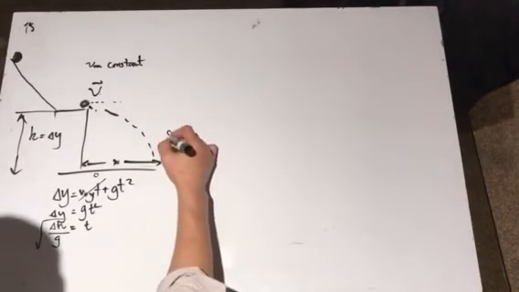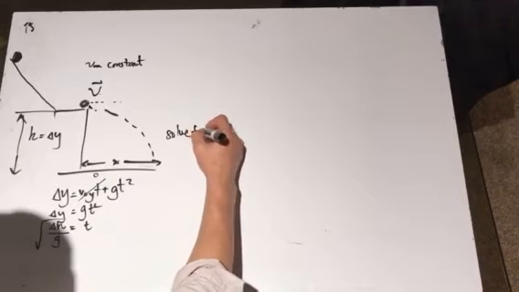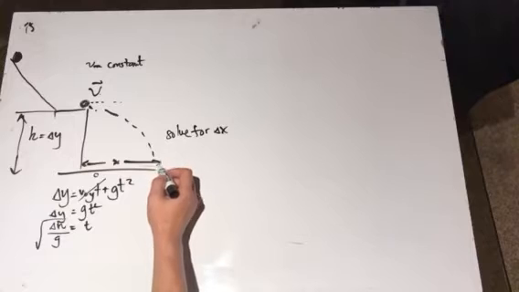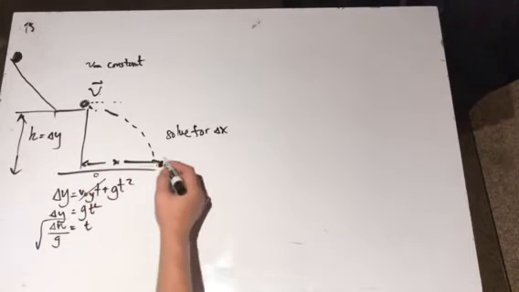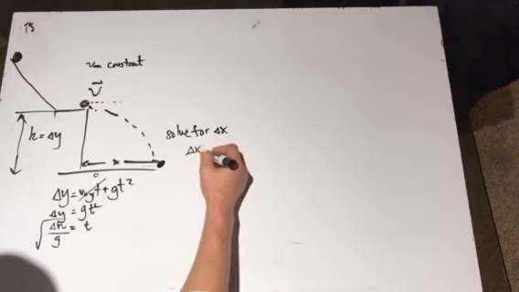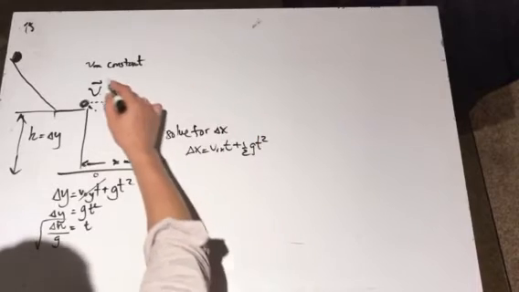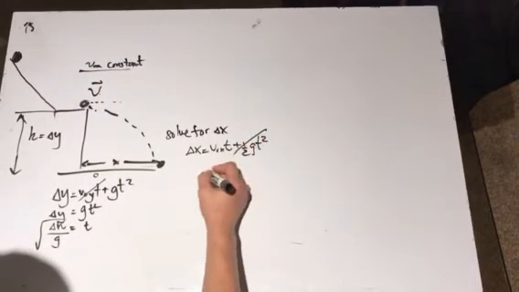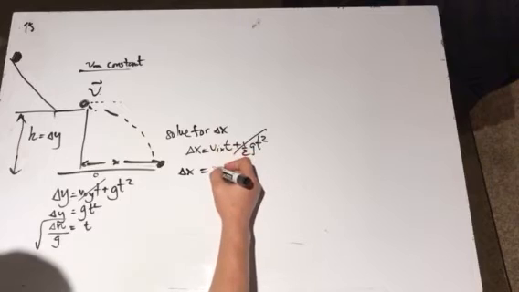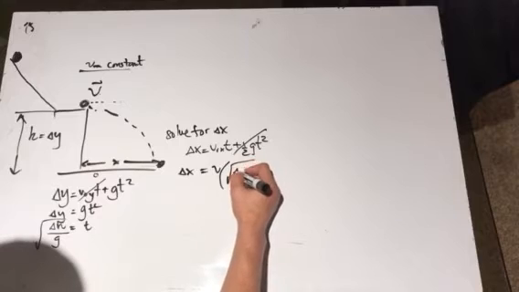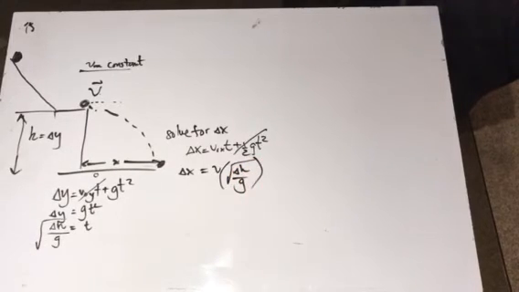And then solve for delta x, which is how far from the base it lands. Delta x equals V0x t plus 1/2 a t squared. Since the acceleration in the x direction is 0, that term is 0. So what is our V0x? V0x is v. Our time is the one we just found, so that's your displacement in the x direction.